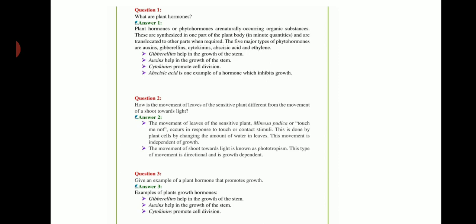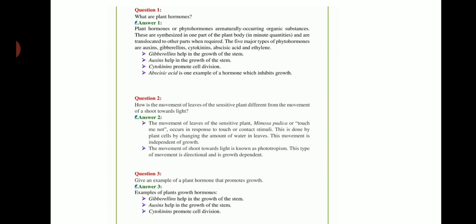The next question: how is the movement of leaves of the sensitive plant different from the movement of shoot towards light? Okay, here there are two kinds of movements. One is the movement in the touch-me-not plant. The other one is the movement of a plant towards the direction of light. Okay, so how are these movements different?